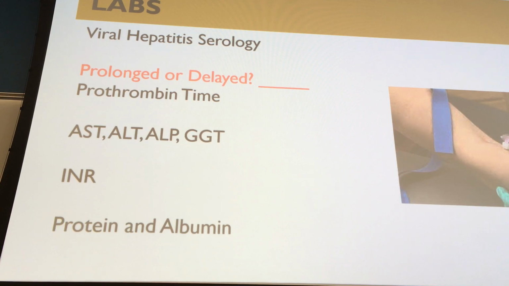Okay. So let's talk about this. If you have somebody that has hepatitis and you are getting those labs, what would you anticipate in terms of clotting? Acute increase, high protein and prolonged. You think it's prolonged? Yes, it is.